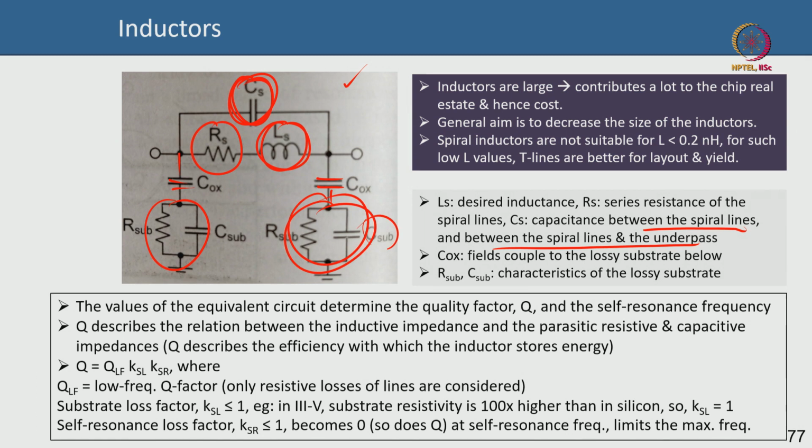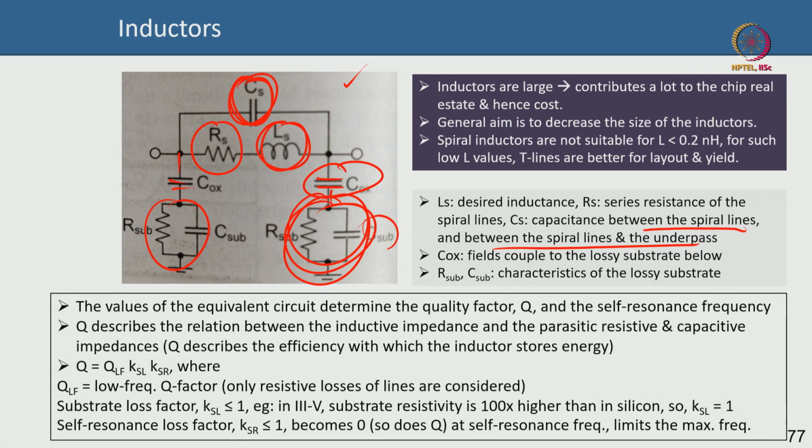But if you consider a III-V semiconductor such as maybe gallium arsenide or gallium nitride, then Cox does not exist because there is no dielectric oxide per se, and the substrate losses could also be much lower than what you get in silicon. Okay. But this is an equivalent circuit of an inductor.